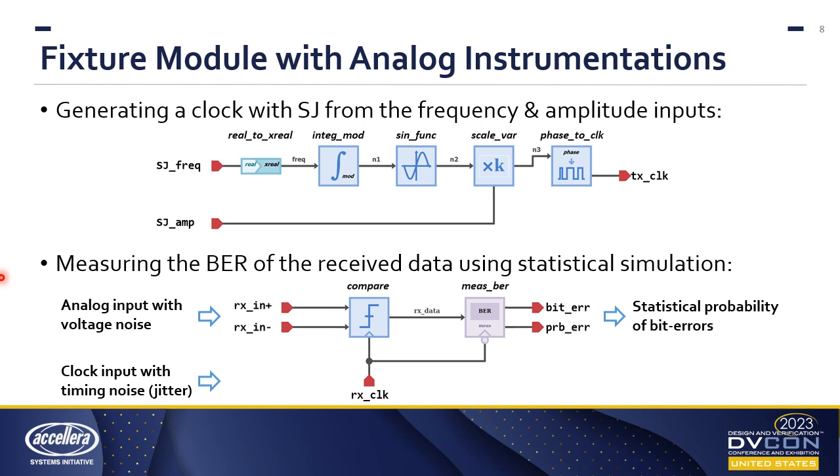The fixture module also needs to include analog instrumentations that can generate stimuli and measure responses. For our case, we need a way to generate a clock with the prescribed SJ frequency and magnitude, and also need a way to measure the BER of the received data. Again, we can do these using the XMODEL primitives. Particularly, XMODEL is capable of performing efficient statistical simulation, which can estimate the BER as low as 10 to the minus 12 with only 30,000 bit samples.